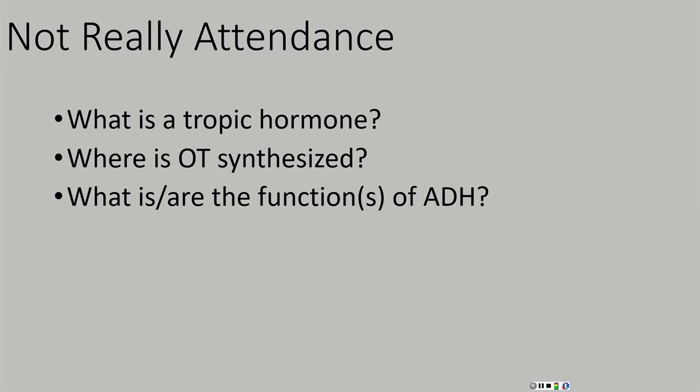What is a tropic hormone? A tropic hormone is a hormone that stimulates or inhibits the release of another hormone. Typically, when you see a source talking about tropic hormones, they mean it's a hormone released from one gland, which then tells a second gland to release its hormone. But really, a tropic hormone is just a hormone that's released from one gland and then interacts with the second gland, either stimulating the release or inhibiting the release of a different hormone.